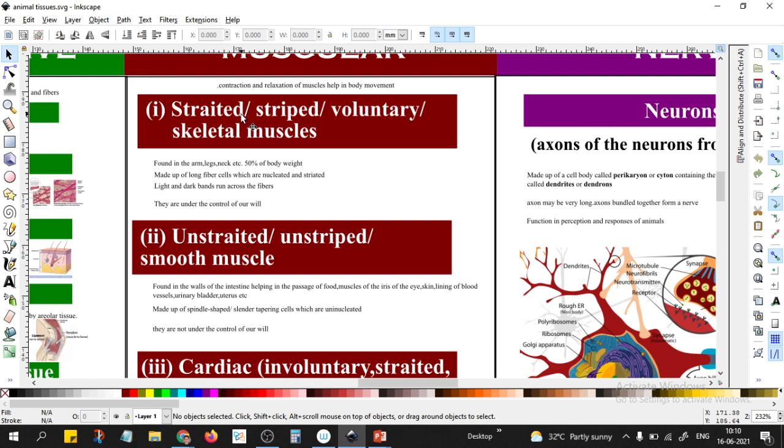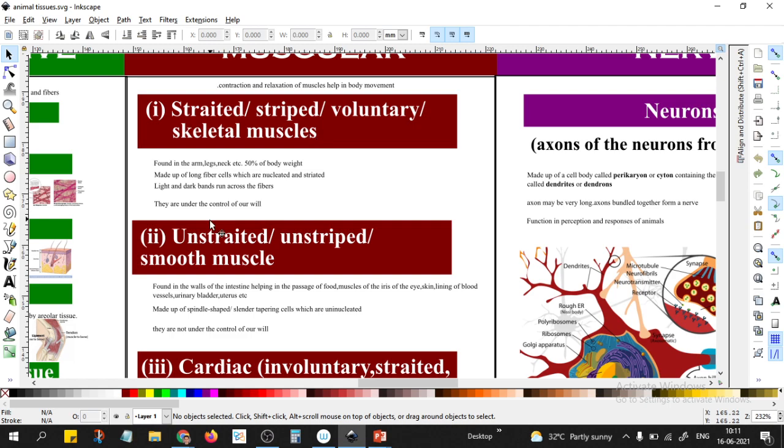Okay, voluntary means under control, under one's control. So when you are doing anything under your control, some voluntary movement, a person is jumping, you think he wants to jump, he is jumping, so there is a voluntary action. Okay, skeletal, something to do with the skeleton, the bones, so skeletal muscles. So here you have all of these meaning the same thing: the striated, striped, voluntary skeletal muscles.